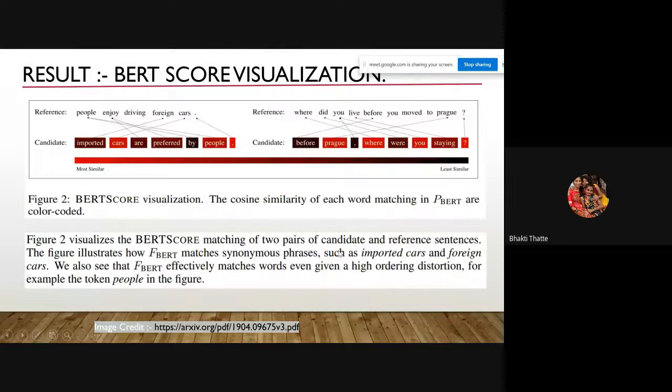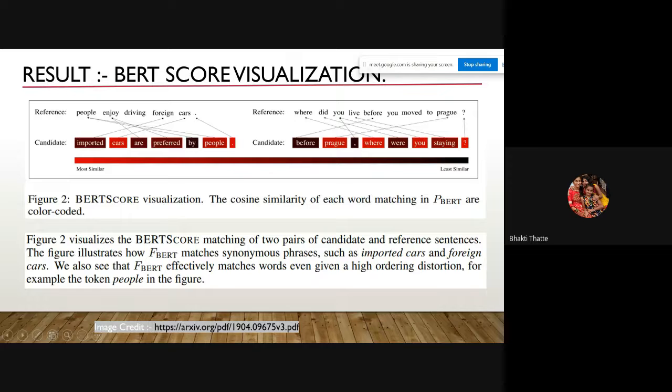Okay. Next, coming to the BERT score visualization. This figure shows cosine similarity color coded. When I was talking about the word embedding, it gives the positioning of every word. So here it is explained more. If you see, BERT score will find synonyms correctly. For example, imported and foreign, it has recognized properly.